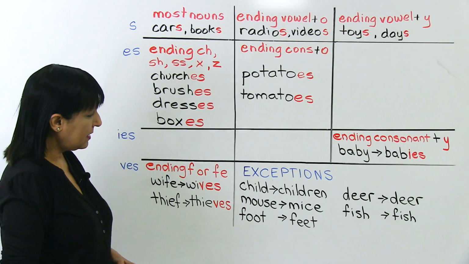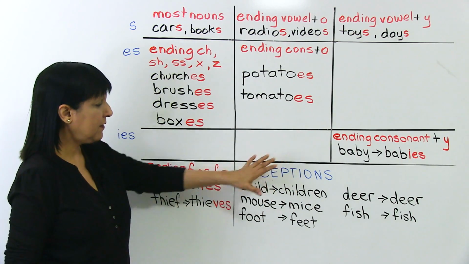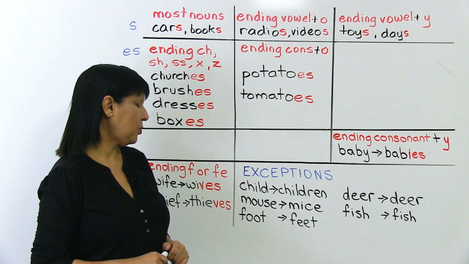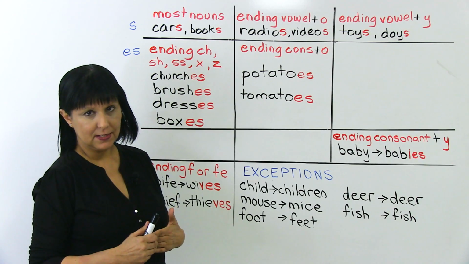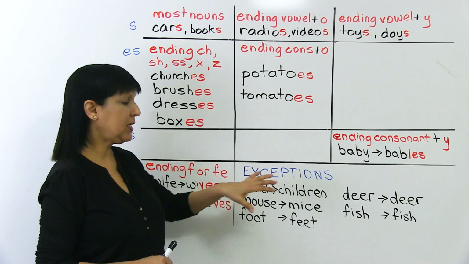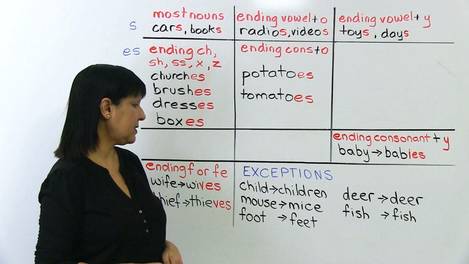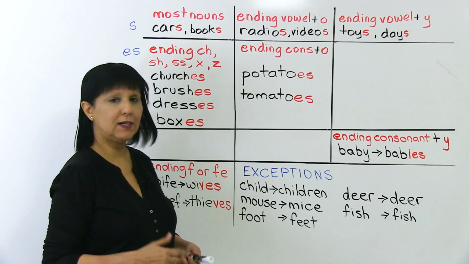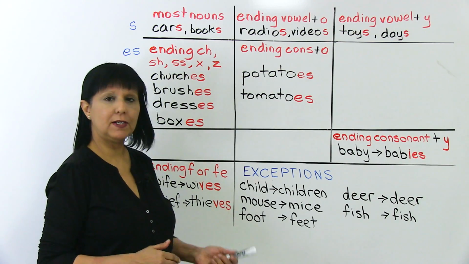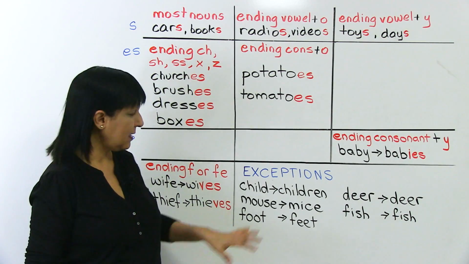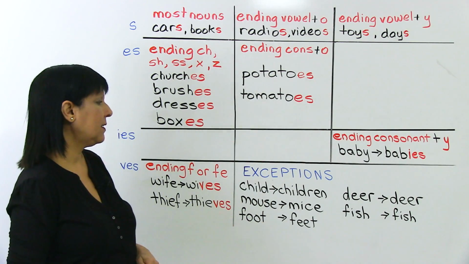All right? And then you have some words which are complete exceptions. So in some cases, when we're talking about the exception, the word changes completely. For example, child becomes children. Mouse becomes mice. Foot becomes feet. Tooth becomes teeth, right? There are many like that.